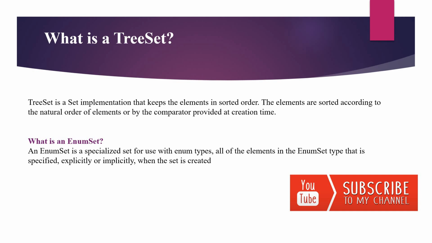Then we have TreeSet. TreeSet is a Set implementation that keeps the elements in sorted order. So when you have to have it in sorted order, you will be using TreeSet. The elements are sorted according to the natural order of the elements or by the comparator provided at creation time. EnumSet is a specialized set for use with enum types. All of the elements in an EnumSet must come from a single enum type that is specified explicitly or implicitly when the set is created.